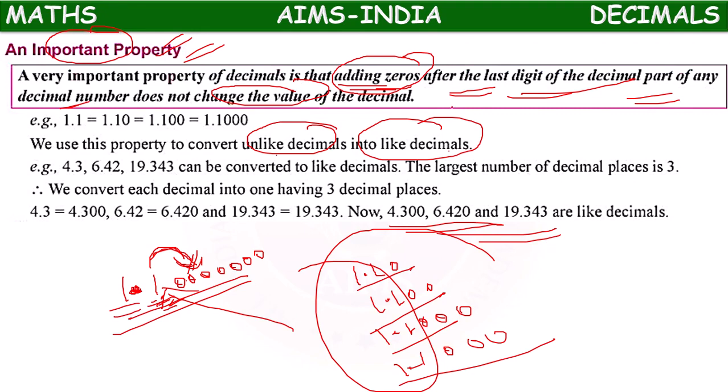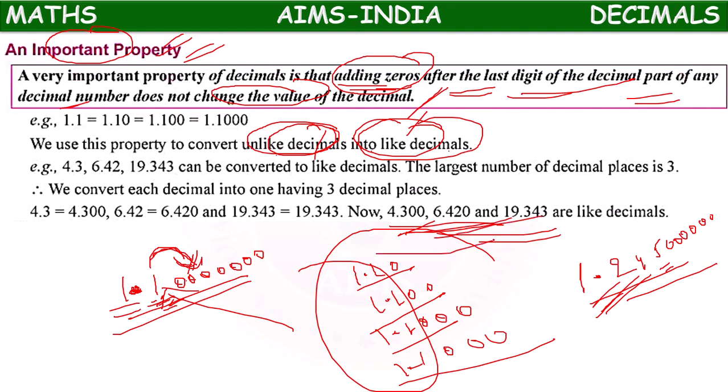Okay. So what is the use of this property, children? In a decimal number, suppose 1.245, after the last decimal place, any number of zeros we can add, but its value does not change. So what is the use of this property? It is used to convert unlike decimals to like decimals, so that their addition, multiplication, or subtraction will be easy.